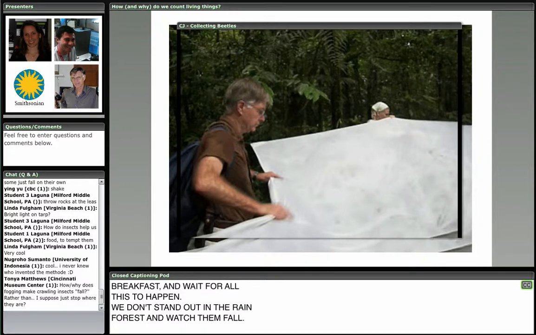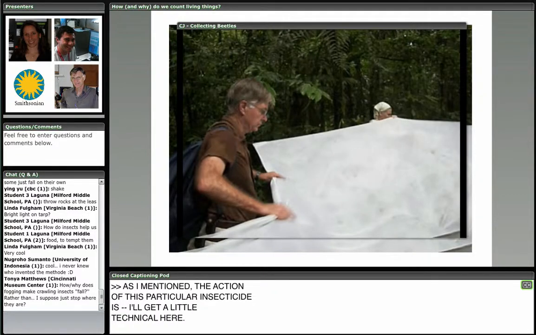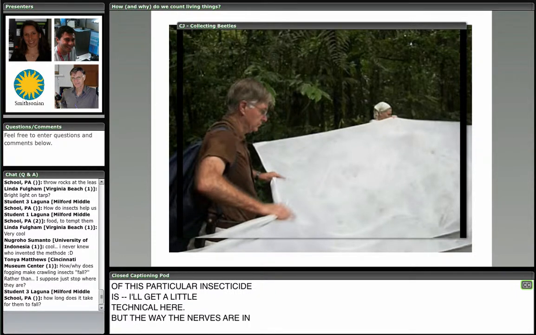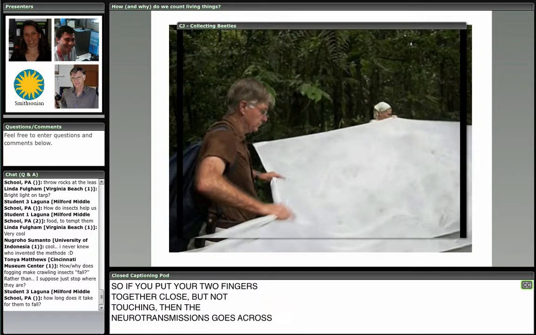As I mentioned, the action of this particular insecticide is, and I'll get a little technical here, the way the nerves are in insects and their relatives is they have little synapses. So if you put your 2 fingers together very close but not touching, then the nerve transmission goes across that little gap in the nervous system, and this chemical actually interrupts the transmission of nerve impulses.